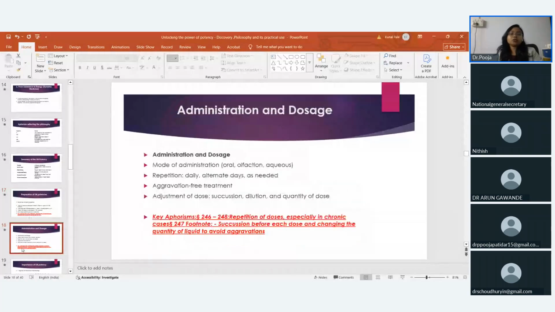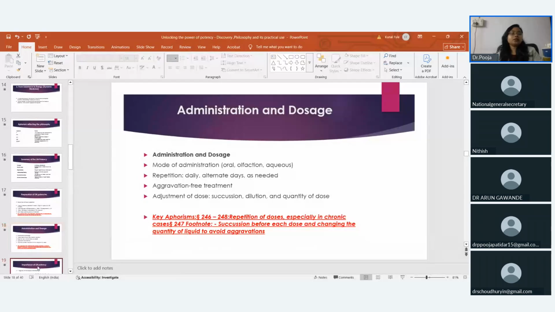Then how to administer the doses? You can give the doses through olfaction, orally, and as an aqueous solution. If the patient is not taking by mouth, then you can apply this aqueous solution of LM potency on the palms and the soles of the patient. You can repeat it daily or on alternate days as needed, and aggravation-free treatment is possible in LM potency. You can adjust the dose, the succussions, dilution, and quality of dose. So for this, you can refer to aphorism number 246 to 248, that is repetition of dose, especially in chronic cases. And aphorism number 247 footnote, succussions before each dose and changing the quality of liquid to avoid the aggravation.